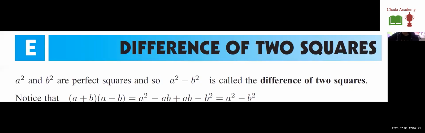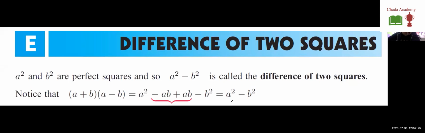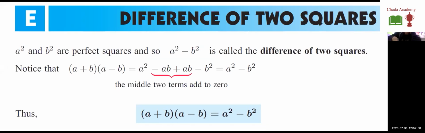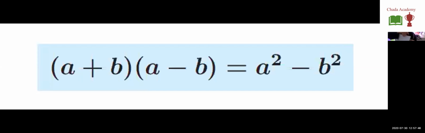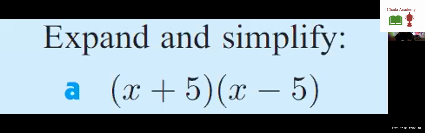The difference of two squares. Here they're starting to show you this formula, which is a plus b times a minus b is a2 minus b2. Write this down, you should know it by heart. Expand this one using the formula. You can directly write x2 minus 5 power 2, a2 minus b2.